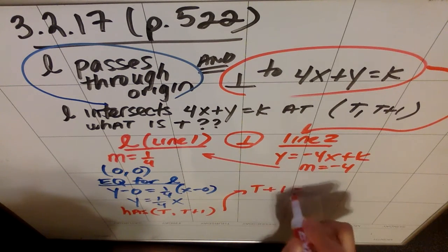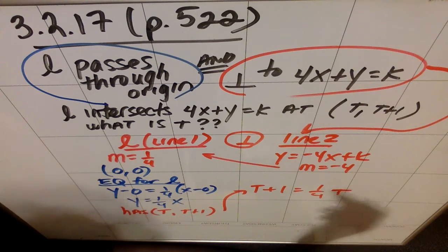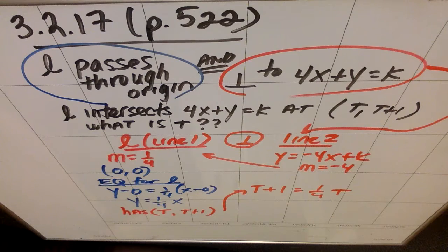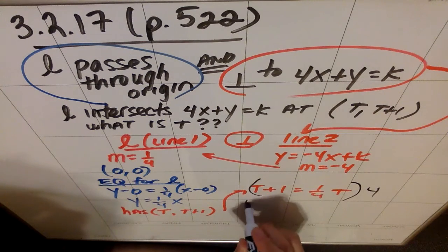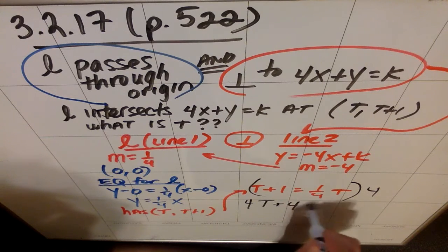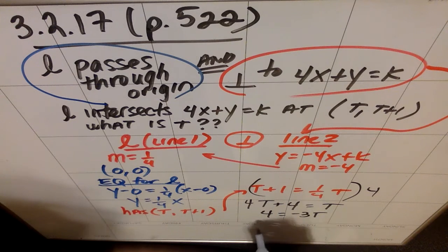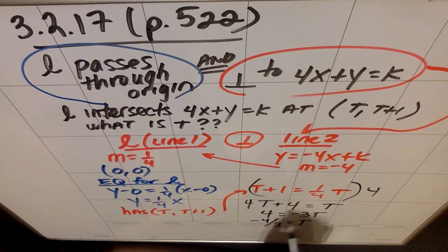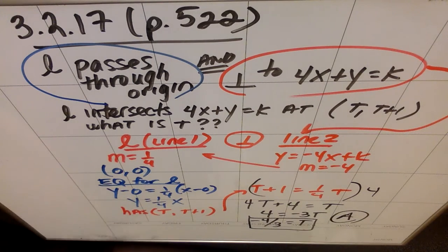So t plus 1 equals 1/4 of t. I don't particularly care for fractions if I have the choice to get rid of them, so I'm going to multiply this entire equation by 4. So I get 4t plus 4 equals t. When I move all my t's to one side, I get 4 equals negative 3t. So I get negative 4/3 as my t, which is answer A. So 3.2.17 is answer A.